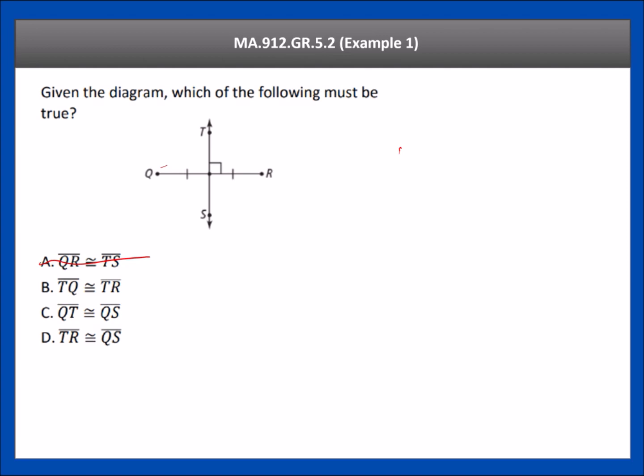TQ is congruent to TR, so they're saying that this distance is the same length as this distance. So that is actually true. For a perpendicular bisector, anywhere on that perpendicular bisector is going to be the same distance from the endpoints of the line segment. So these will also be the same distance, for example, from either end. That is called the perpendicular bisector theorem.